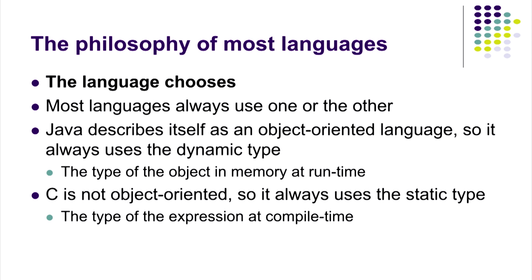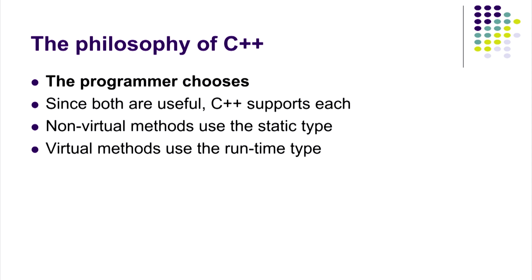Okay, what's the philosophy of C++? Anybody? Yeah, the programmer chooses. Since both are useful, C++ supports each. Non-virtual methods use the static type. Virtual methods use the dynamic type of the object. And as usual, this makes C++ a little more complicated and a lot more powerful. So we want to look at that.